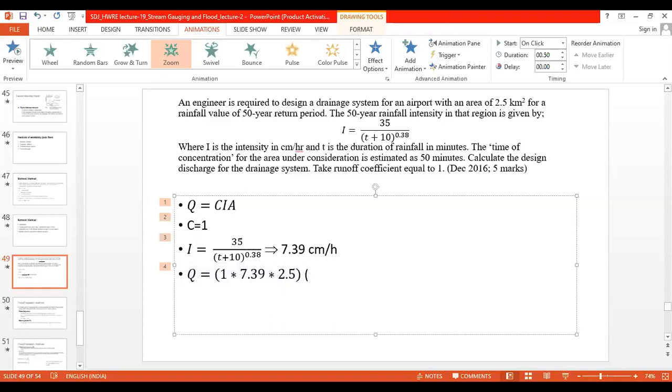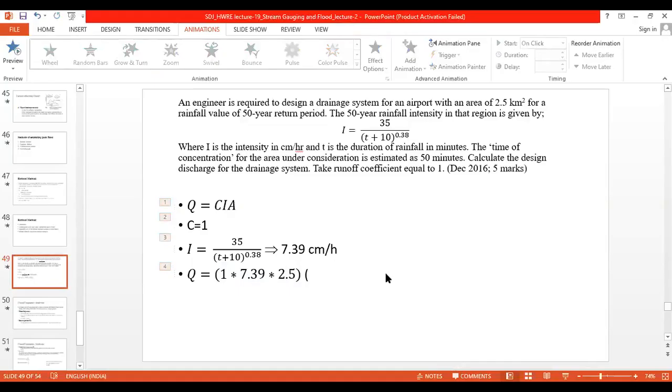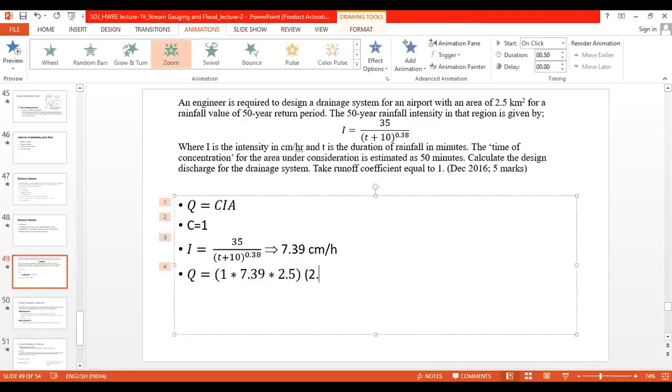Centimeters to meters means 1/100, isn't it? And seconds to hour means we have to divide it by 3600. Please be fast. And area from square kilometers to square meters we have to introduce multiplying. So here that multiplying factor will be 2.778.